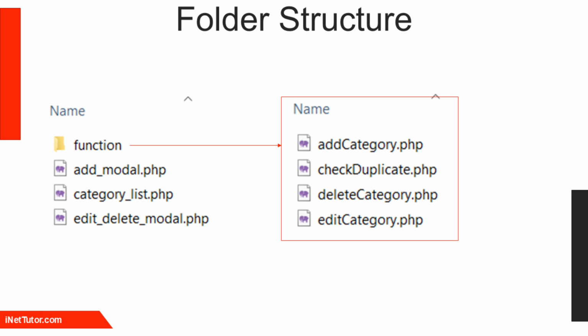The check duplicate PHP script ensures category names are unique by checking for duplicates before adding or updating. Delete category PHP handles category deletion by removing entries from the database, ensuring no integrity violations occur. Lastly, edit category PHP processes updates to existing categories, validating and updating records accordingly. Together, these files enable efficient category management in the school asset inventory system.